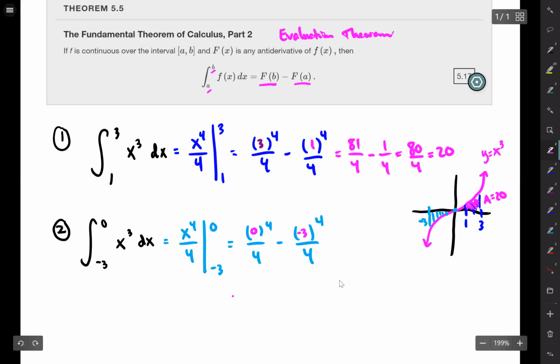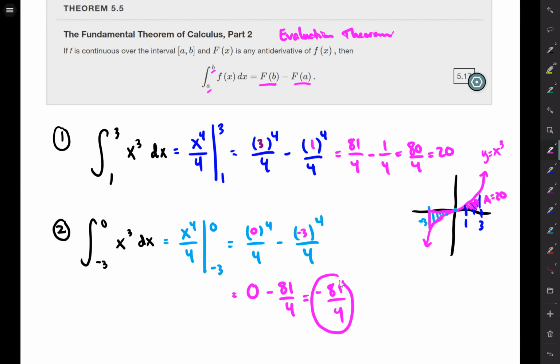And now I evaluate. So the first thing is 0. And the second thing is what? -3 to the 4th is 81, and then there's a minus sign there. So it's minus 81 over 4. And so now this isn't saying that the area is minus 81 over 4. It's just saying that the area is below the x-axis. So that's why we're getting a -81 over 4, is that we're below the x-axis and the area is 81 over 4 there.